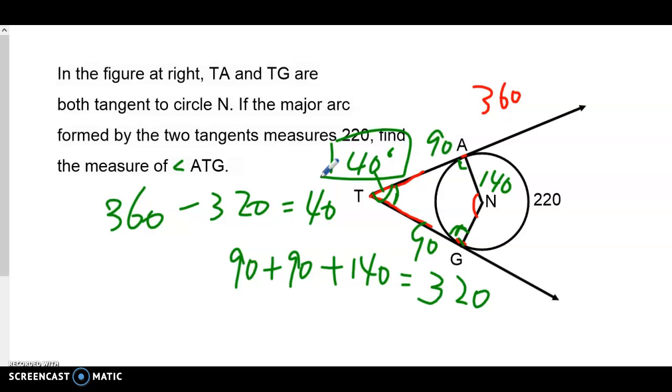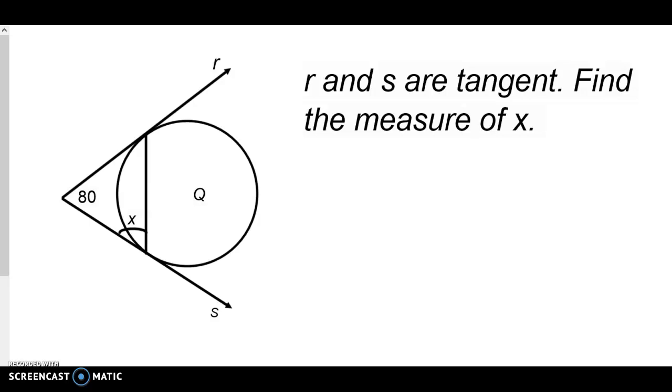Next one is this one. For this one, R and S are tangent. Find the measure of X. We want to find this angle X. First of all, as we know they are tangent, that means this one equals this one. So this is a triangle, and it's a special triangle, an isosceles triangle, because two legs are equal to each other.